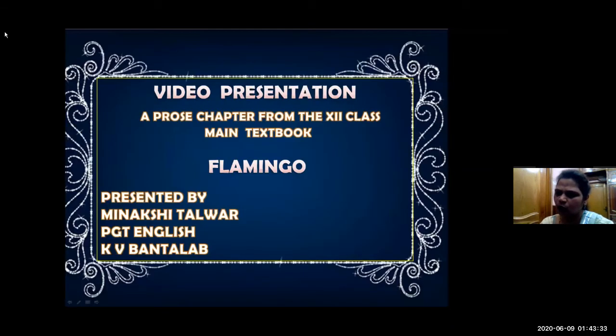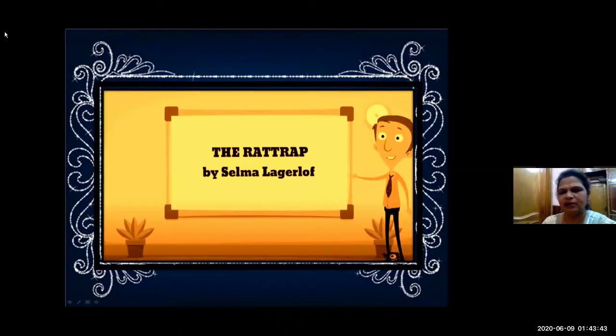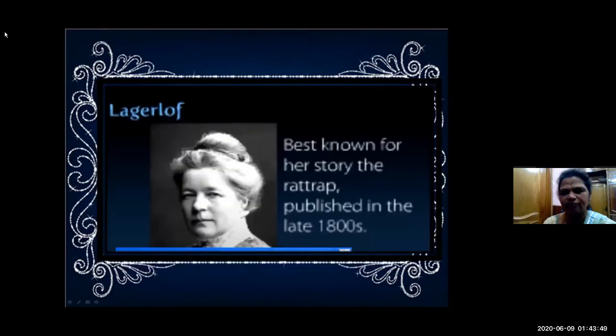I welcome you all to my next online class, and today I am taking the fourth chapter of your main course book, Flamingo. The name of the chapter is The Rattrap, and this is written by Selma Lagerlöf. Before I come to the chapter, let us know a little about the author.